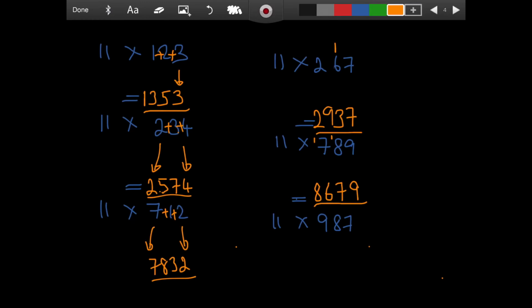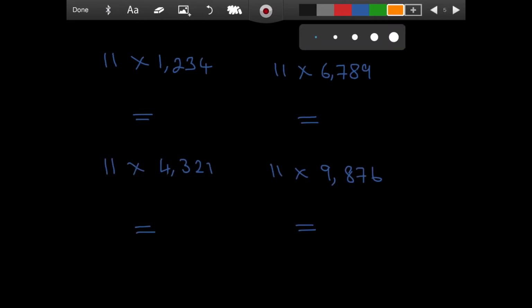And here 11 times 987. Bring the 7 down. Add the 7 and the 8 together. You get 15. Carry the 1 to the 8. Becomes a 9. 2 9s are 18. And carry the 1 to the 9 here. Becomes a 10. And the answer is 10,857.